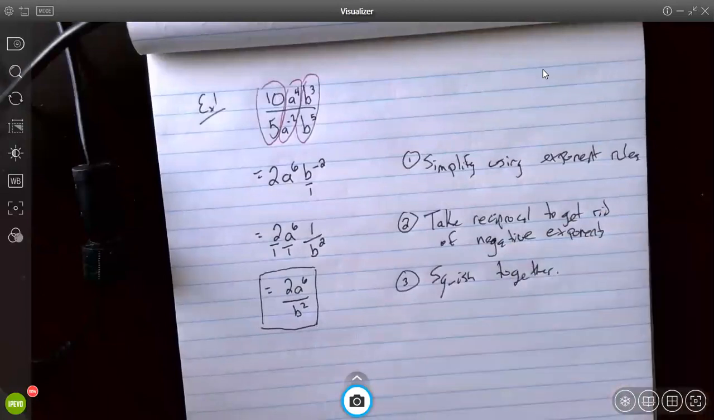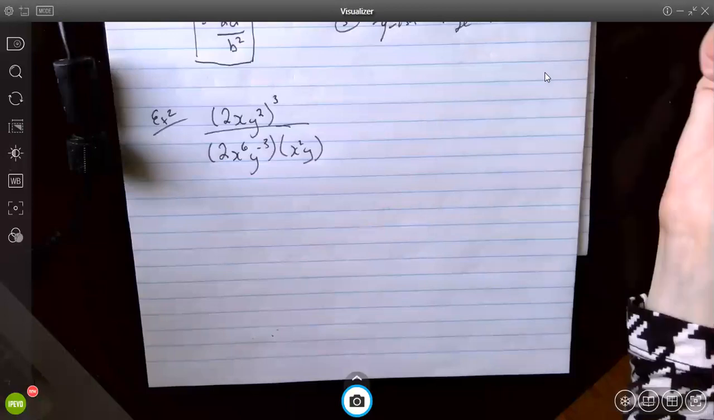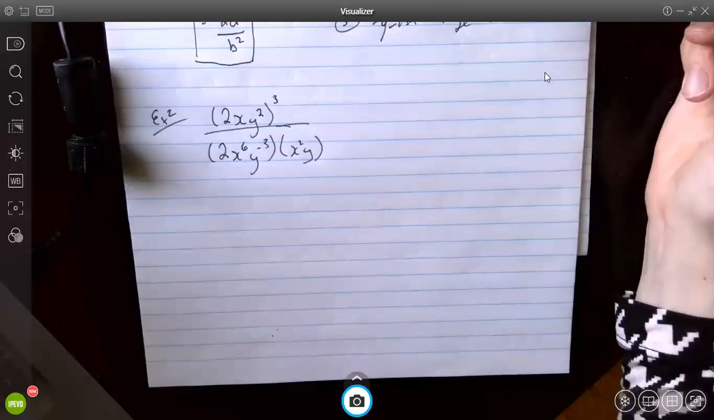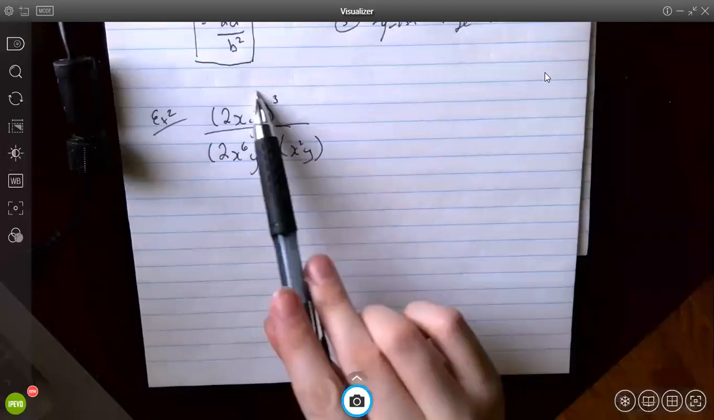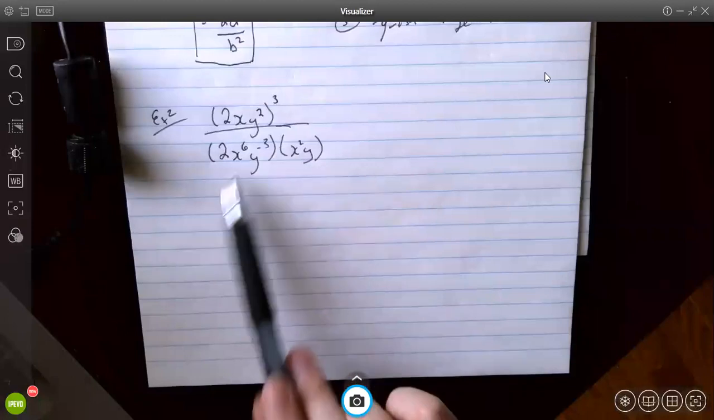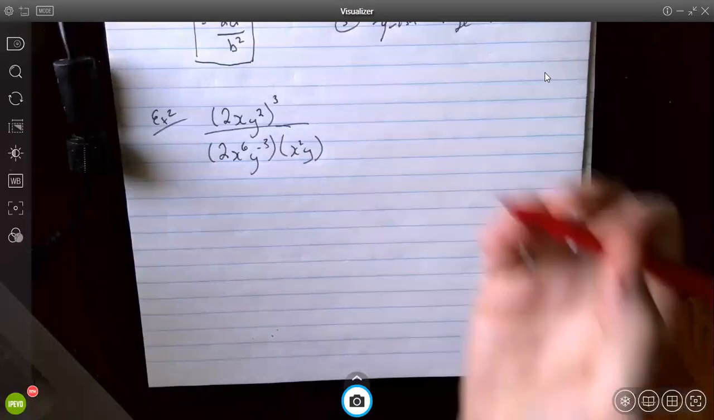Okay, let's try one that is a little more complicated. Okay, so for this one, we have now included some brackets that we're going to have to deal with. In this case, because we have operations happening on the top and the bottom here, we have to simplify the top and bottom separately using our exponent rules before we can do the division that we had done last time. So we're going to use two exponent rules at the same time.